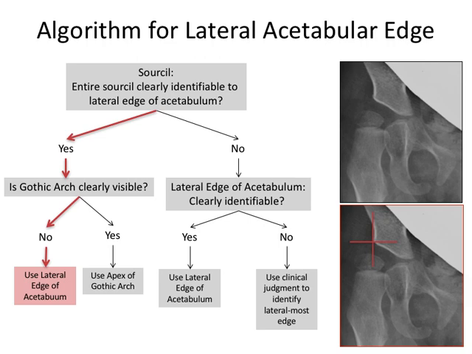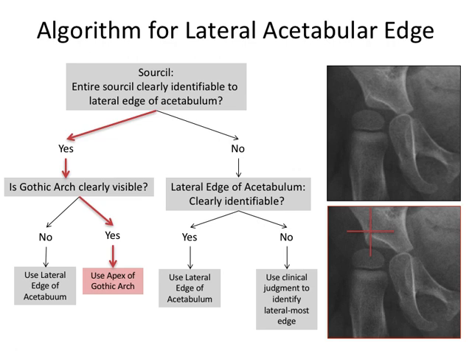In the first path, you have a sourcil where the entire sourcil is clearly identifiable all the way to the bony edge of the acetabulum. That's your most common case in an early child that has very little dysplasia. A Gothic arch in this case would likely not be visible because Gothic arches are more visible in more severe dysplasia. So you would use the edge of the acetabulum because it's very easy to choose and very reliable, and that's shown by the red X there. The image above just shows it without the overlay, and the image below shows you a little bullseye as to where the edge should be measured from.